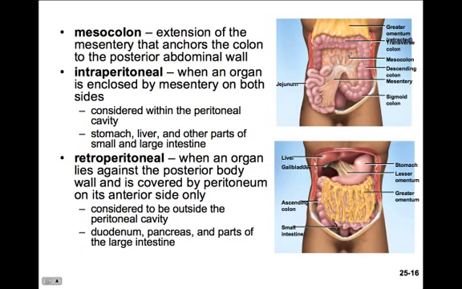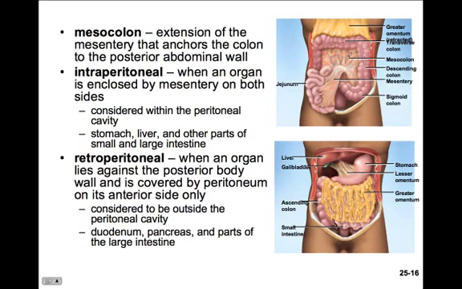Now, as you can see, most of these organs are connected somehow within the peritoneal lining to the back wall. Those that are entirely enclosed by mesentery on both sides, as in they have a serous lining, are called intraperitoneal because they are within the peritoneal cavity. Such organs are the stomach, the liver, parts of the small and large intestine.